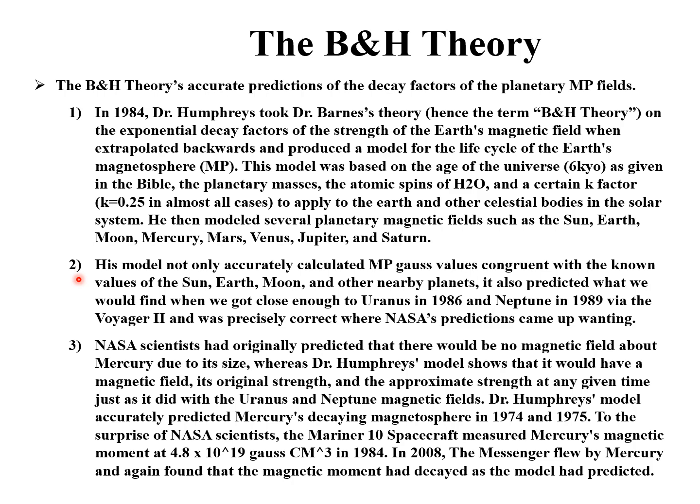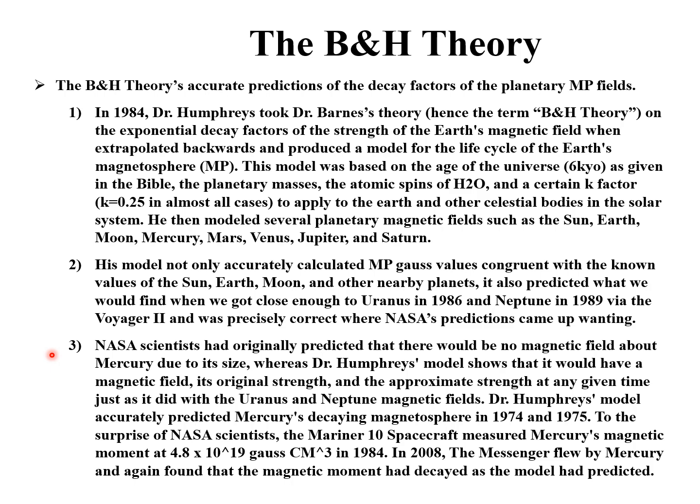NASA did not get an accurate prediction, whereas Dr. Humphreys' predictions were virtually 100% accurate. NASA scientists had originally predicted that there would be no magnetic field about Mercury due to its size, its slow rotation, and all that. Whereas Dr. Humphreys' model shows that it would have a magnetic field, its original strength, and the approximate strength at any given time, just as it did with Uranus and Neptune's magnetic field. So it also predicted Mercury's magnetic field and its strength.